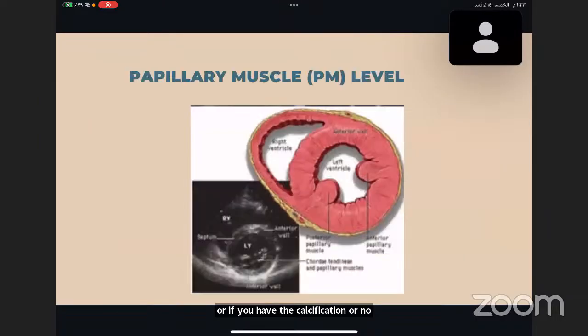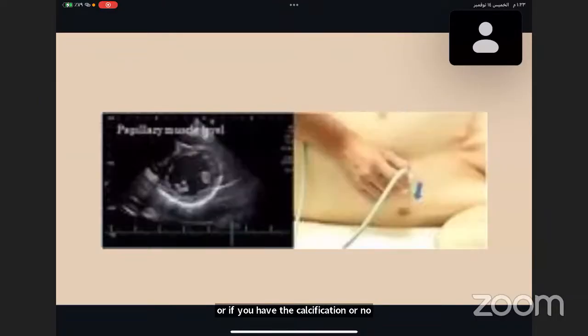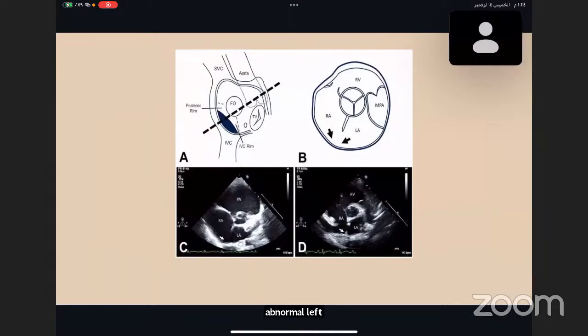This is the papillary muscles. The papillary muscles show the respective left ventricle segments, which are usually identified when describing whether there is abnormal left ventricle wall motion. This view of the papillary muscles, we can see here, is for assessment.